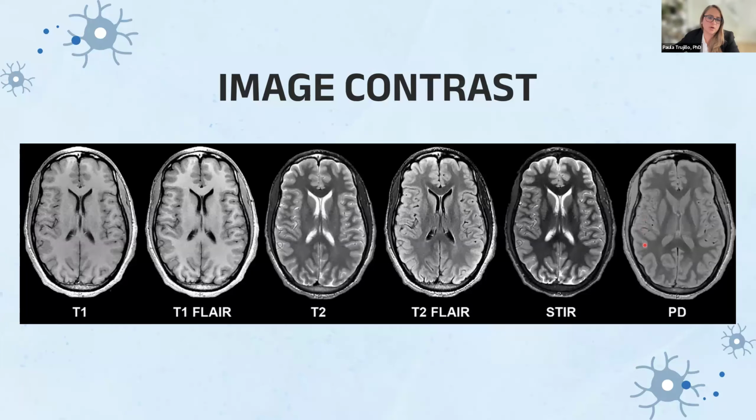Finally, we have what we call the proton density images, or PD weighted images. And these images show the distribution of protons in tissues, which helps to highlight the density of tissues and can be helpful for diagnosing certain conditions.